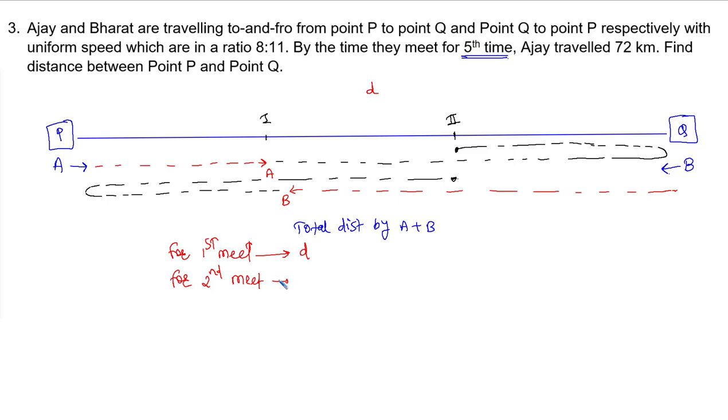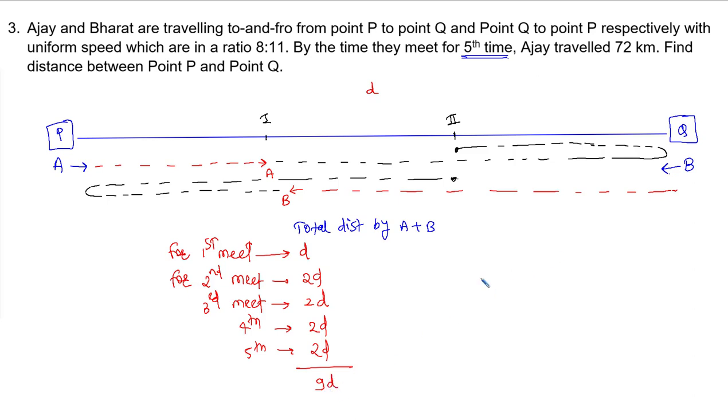Means the total sum of the black dotted line is equal to 2 times the length of P and Q. Okay, that is nothing but D plus D, that is equal to 2D. And for every next meeting, the total distance traveled by A and B together remains 2D. For the third meeting 2D, for the fourth meeting 2D, for the fifth meeting 2D. So the total distance traveled by the time they meet for the fifth time is equal to 9D.